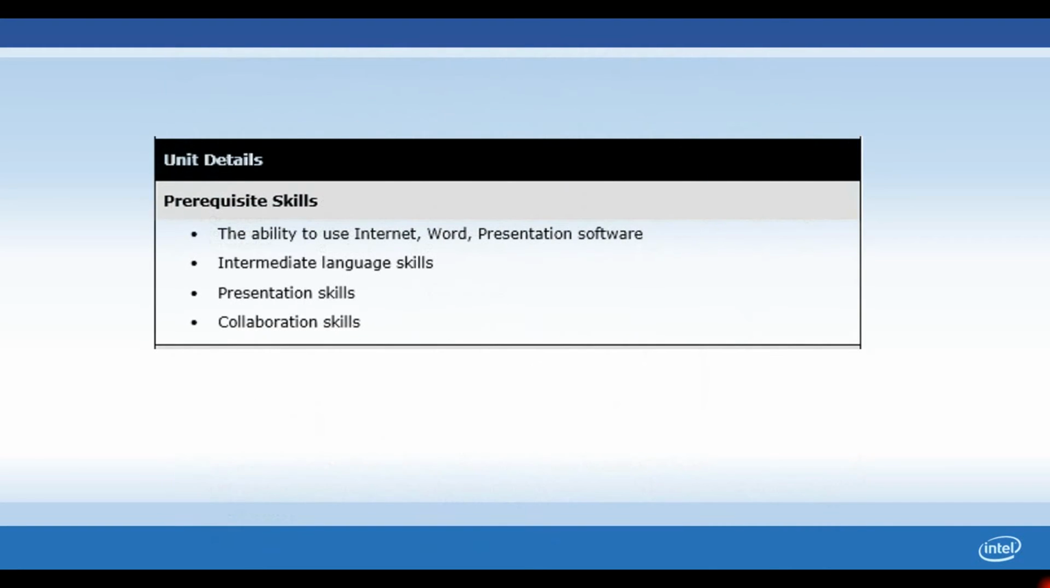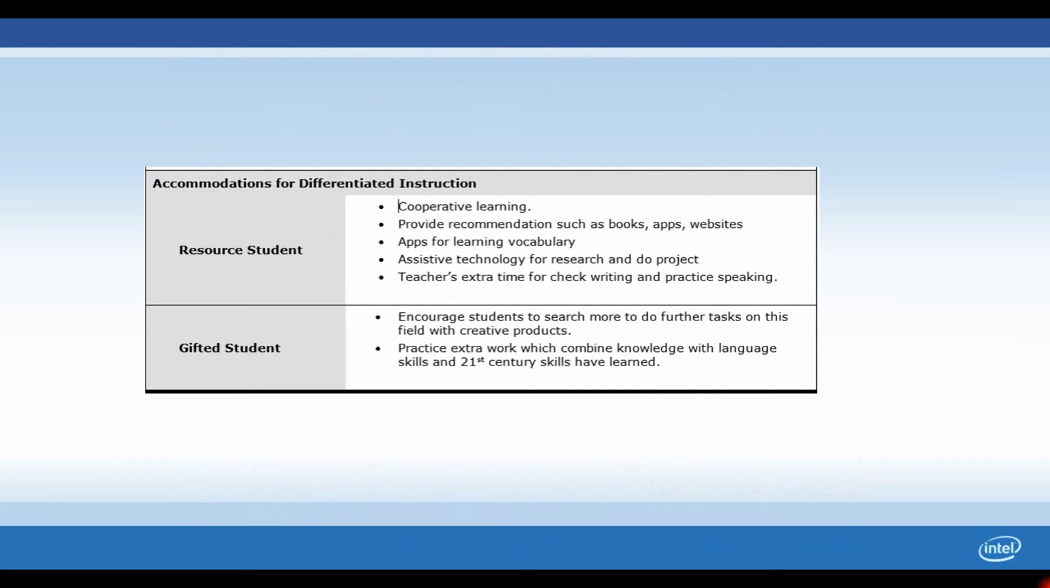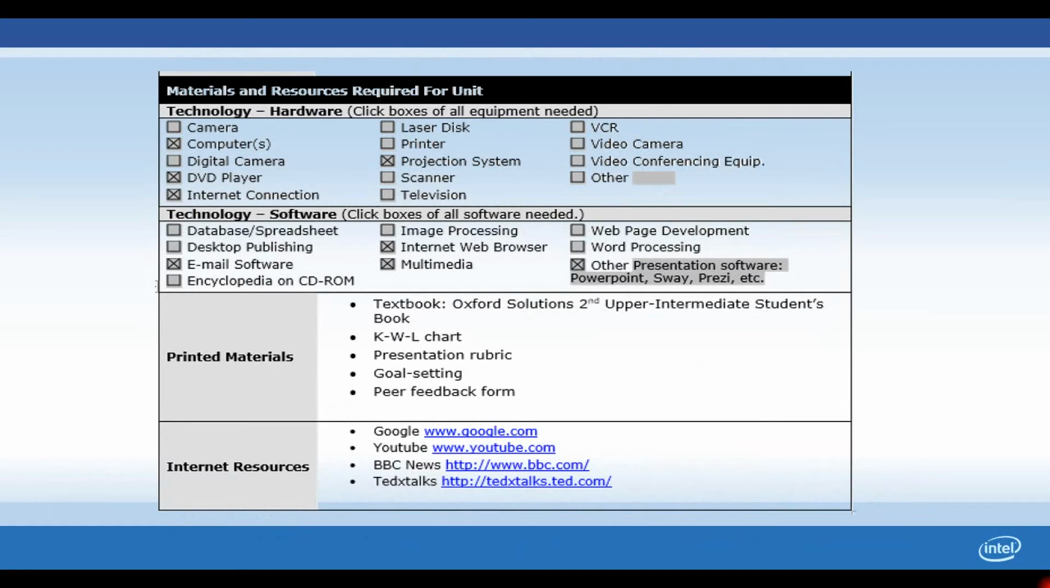In order to learn effectively, students need some prerequisite skills such as the ability to use the internet, presentation software, intermediate language skills, presentation skills, and collaboration skills. And here is the summary of the assistance for resource and gifted students and materials for the course.